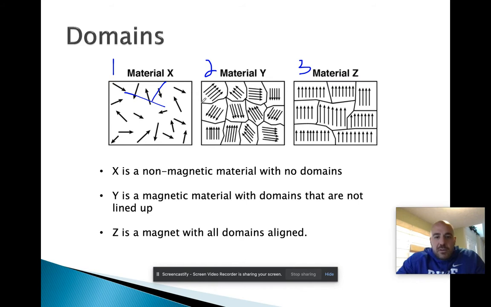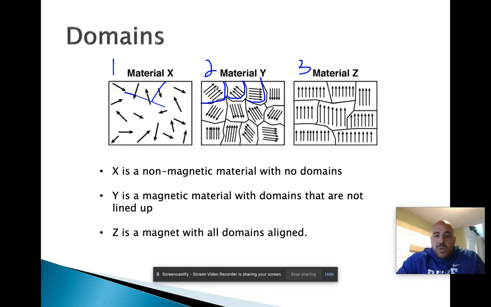If you look here, these little boxed off or spaced off areas, they're called domains, and that's regions that have magnetic electrons aligned or going the same direction. So basically, think of it as little areas or domains where the arrows point in the same direction. So material X doesn't have even the domains. They're all random and crazy.